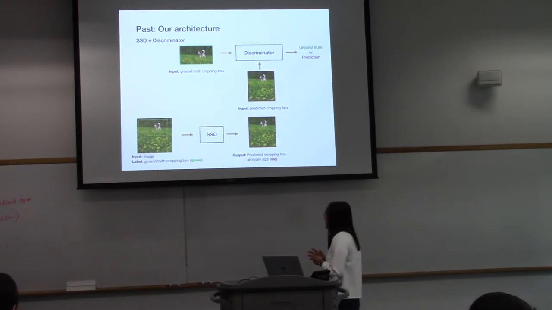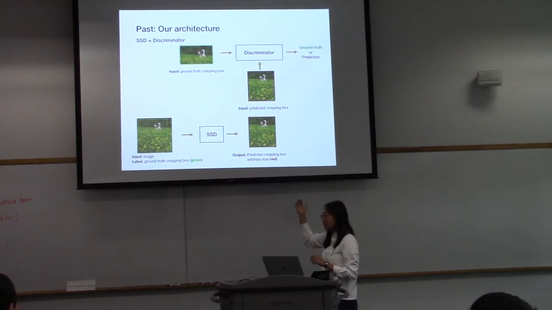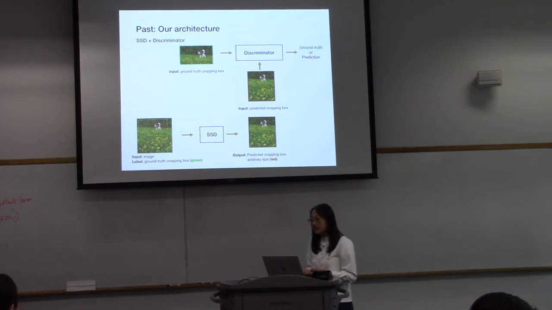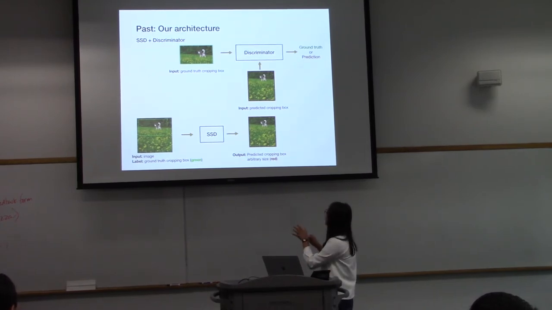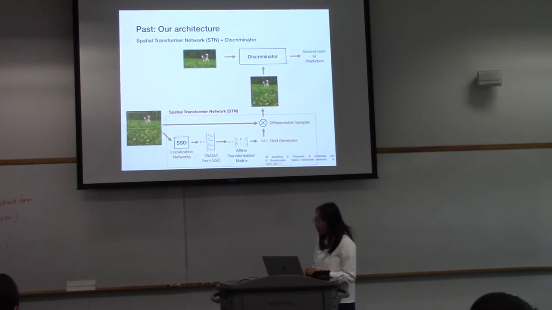But as you may notice, there is a problem here. For a standard GAN, the direct output of the generator is already an image. So when you combine the generator with the discriminator, the loss can naturally flow back. But here, the output of the SSD is actually a set of coordinates. So when you simply stack the SSD with the discriminator, the loss cannot properly flow back. Therefore, we employ a spatial transformer network proposed by Google DeepMind to solve this problem.